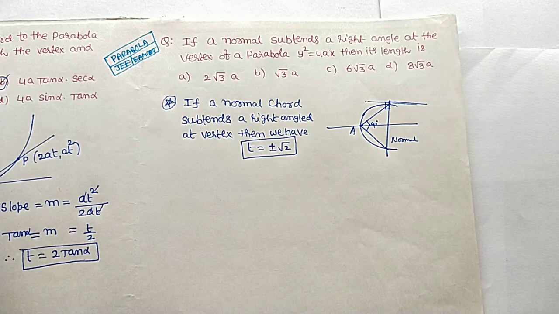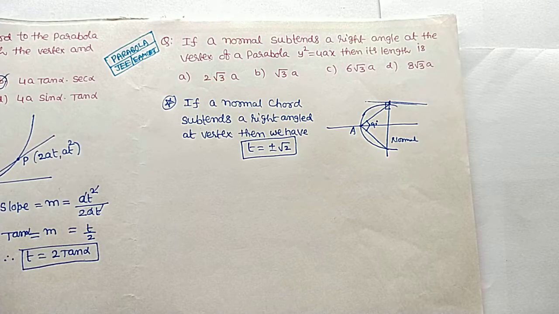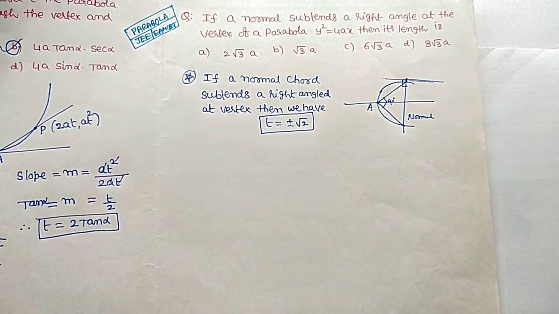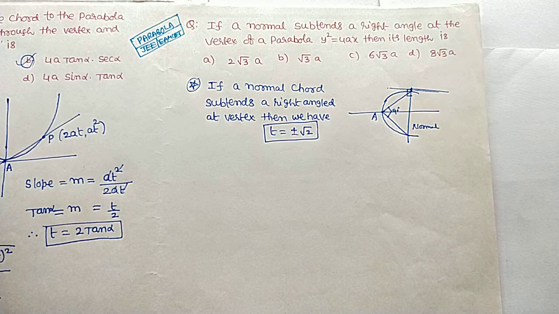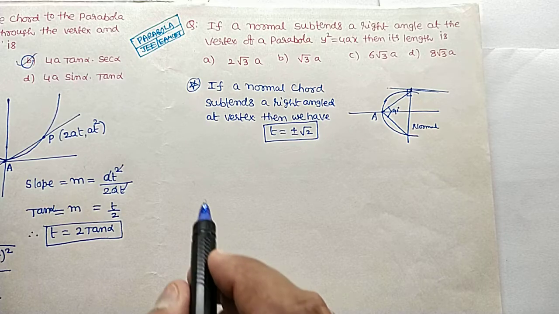After knowing the value of t equal to plus or minus root 2, one more shortcut formula we need to learn: the length of the normal at the point t to the parabola.